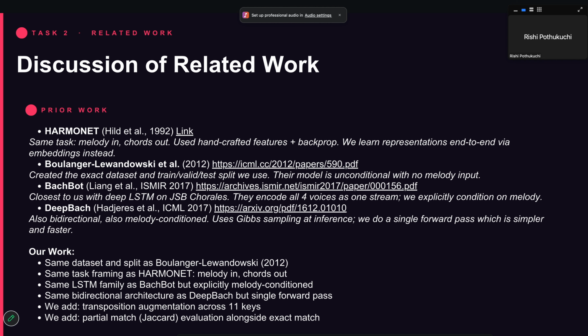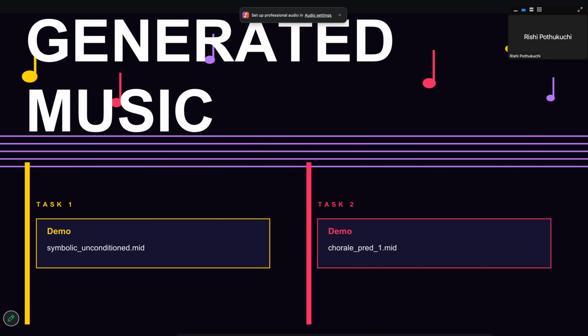So using different aspects from these papers, we use the same data set and the same task framing as the very first paper, pretty much the same LSTM approach, and a bidirectional architecture. And at the end, we also added the partial match that was previously described to complement our exact match evaluation. And that's the result of both of the tasks.